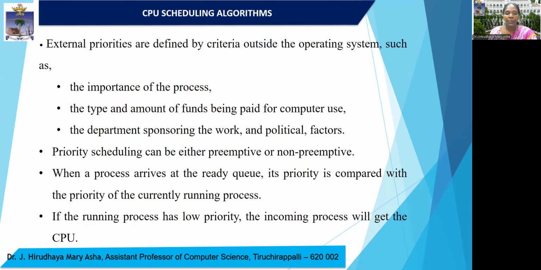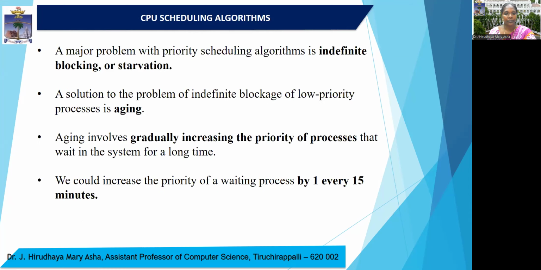non-preemptive. Based on this priority scheduling, when a process arrives at the ready queue, its priority is compared with the priority of the currently running process. And if the running process has the lower priority, the incoming process will get the CPU. Otherwise, it will remain idle until the currently running process finishes.